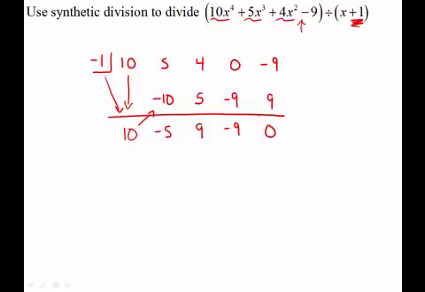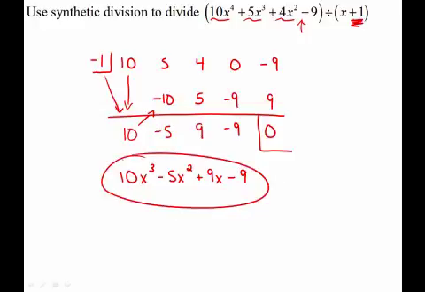And so this last column is always the remainder. In this case, we have no remainder at all. Since we're dividing by x into x to the fourth, it's just cutting the polynomial's degree down by 1. So this first term will always be 1 less than the first term in the original polynomial. So then my answer is going to be 10x cubed minus 5x squared plus 9x minus 9. And that's my synthetic division answer.